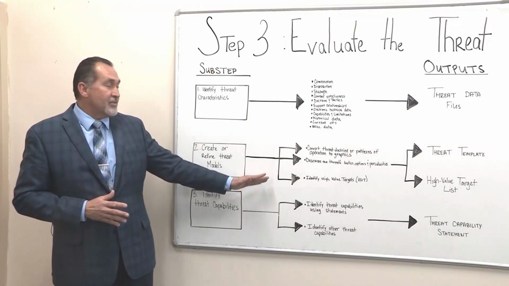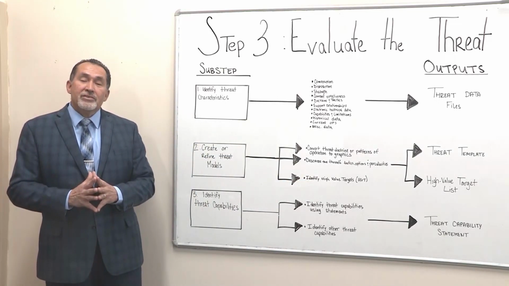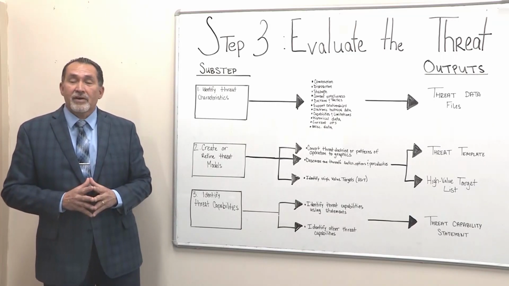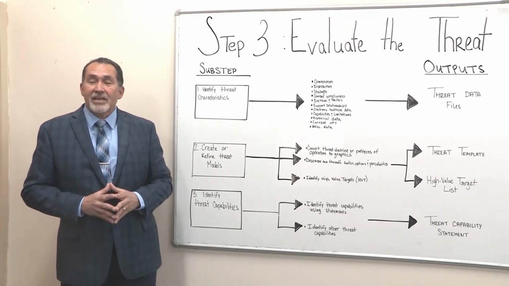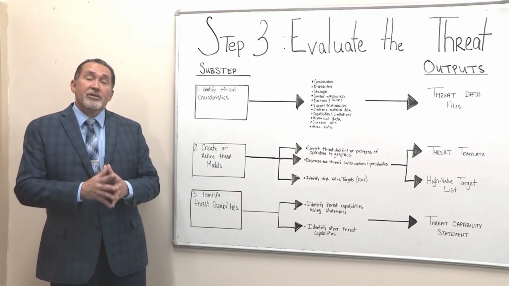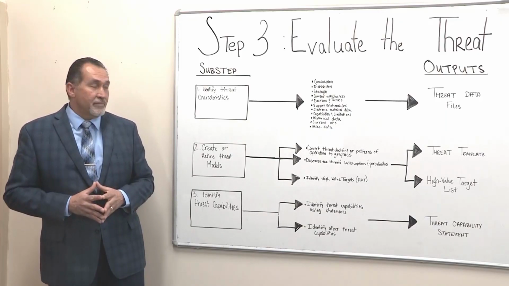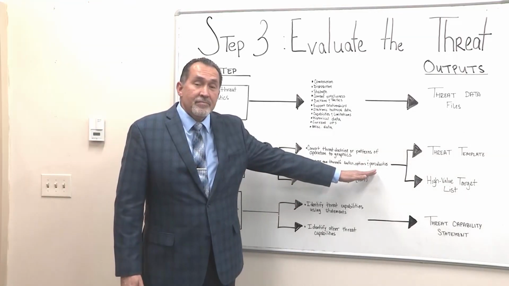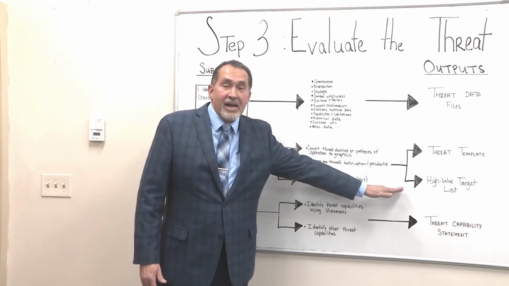Task number 3 is identify high-value targets. Identifying high-value targets assists the staff in developing high payoff targets in step 3, course of action development of MDMP. As analysts identify the key assets, they group them into the categories of the 6 warfighting functions to include command and control, movement and maneuver, intelligence, fires, sustainment, and protection. The output for substep number 2 is a threat template that describes the threat's tactics, options, and peculiarities, and the high-value target list.